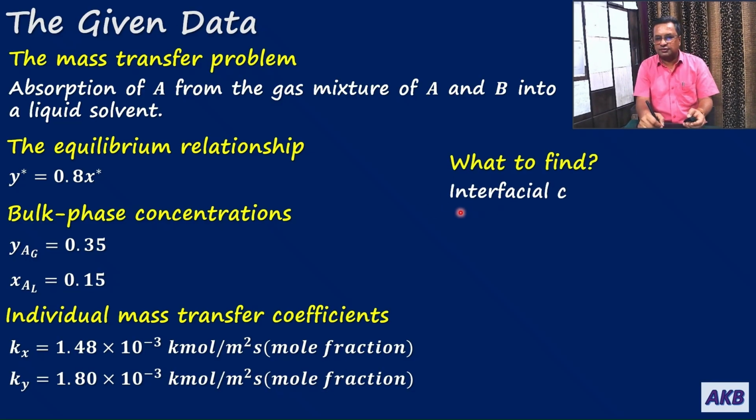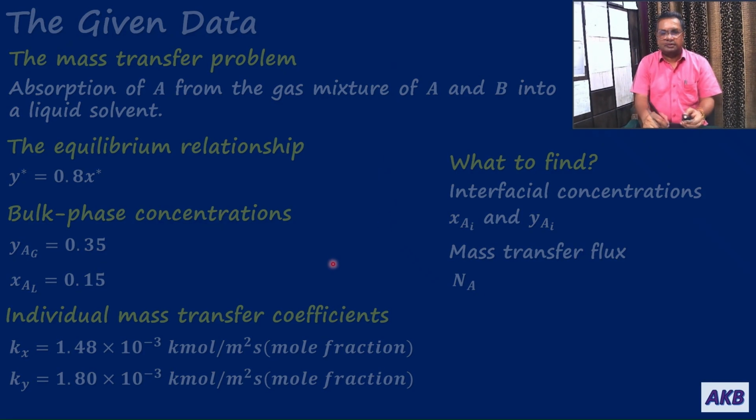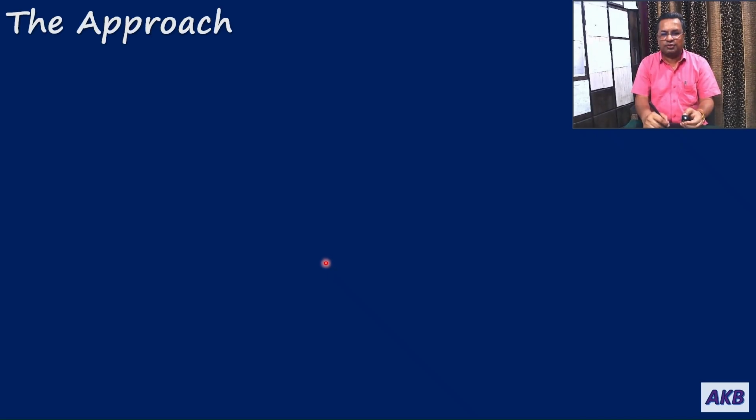What to find? First, we have to get the interfacial concentrations, that is, XAI and YAI, and then we have to get the mass transfer flux, which is NA. So it could be NAG or NAL. What are NAG and NAL? Please refer to my previous video, where I have explained those mass transfer fluxes. So this is the given data. Let us move ahead. Now let us understand what would be the approach to solve this numerically.